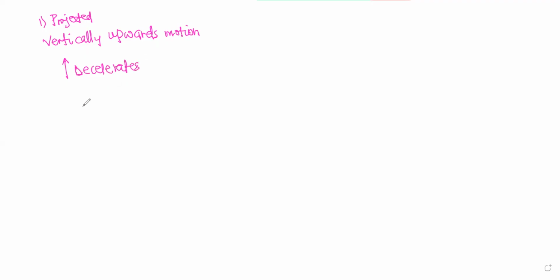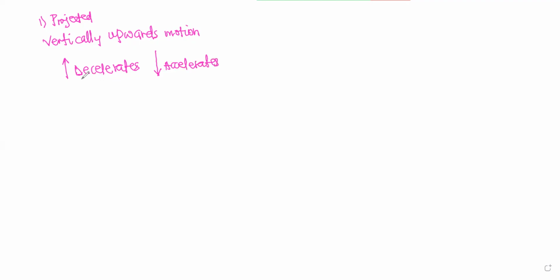And we are told that it is thrown to go up and returns back to its starting point. So it must go up and come down. When it is coming down, what happens to it? Accelerate. It accelerates, meaning the velocity increases as it is falling downwards.